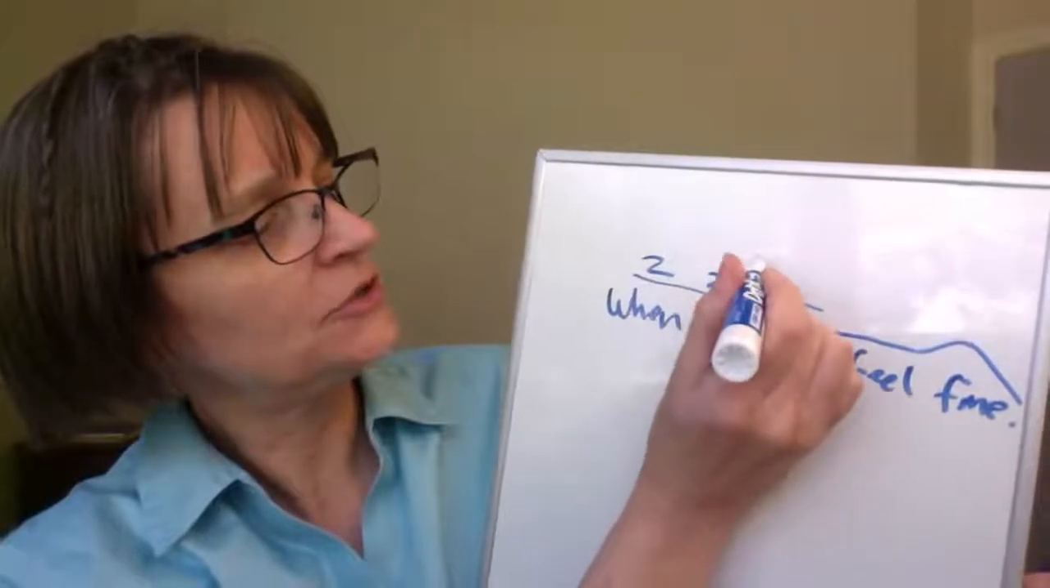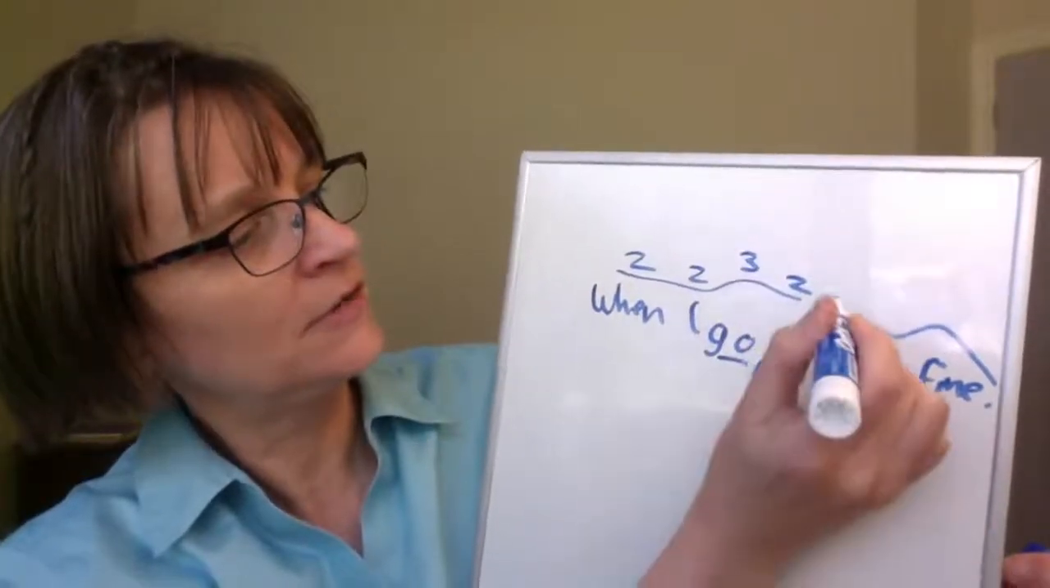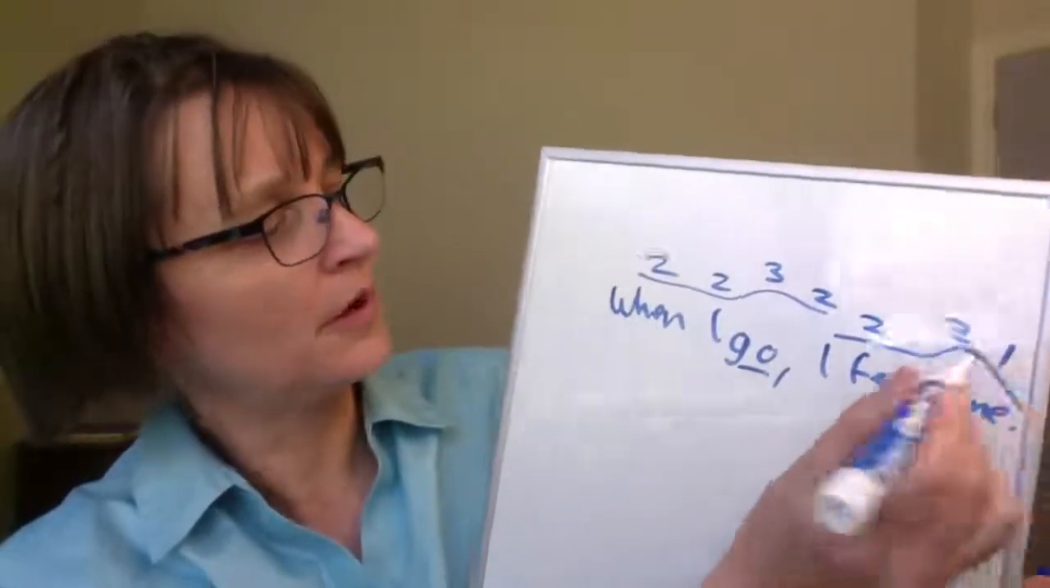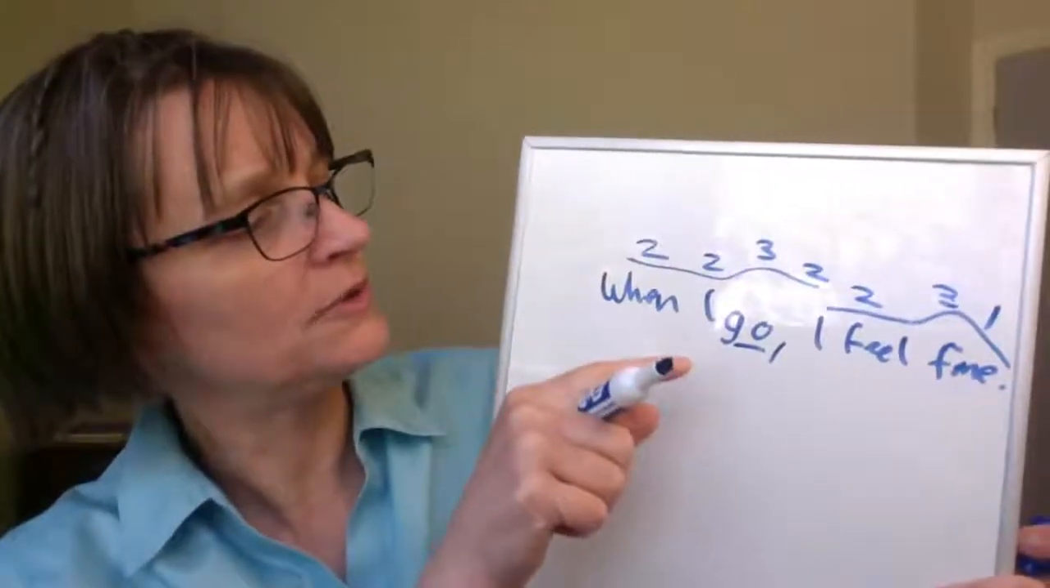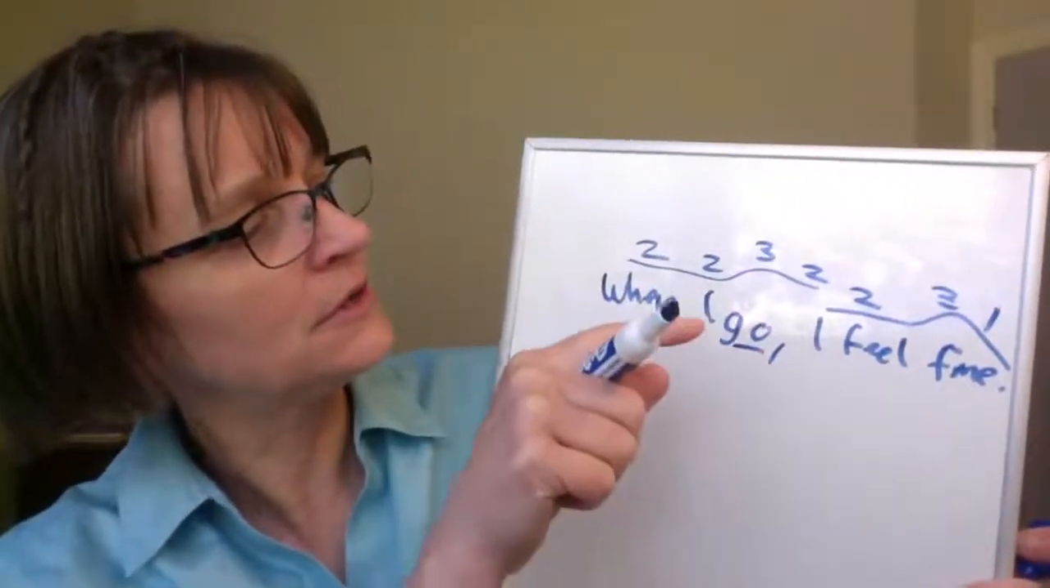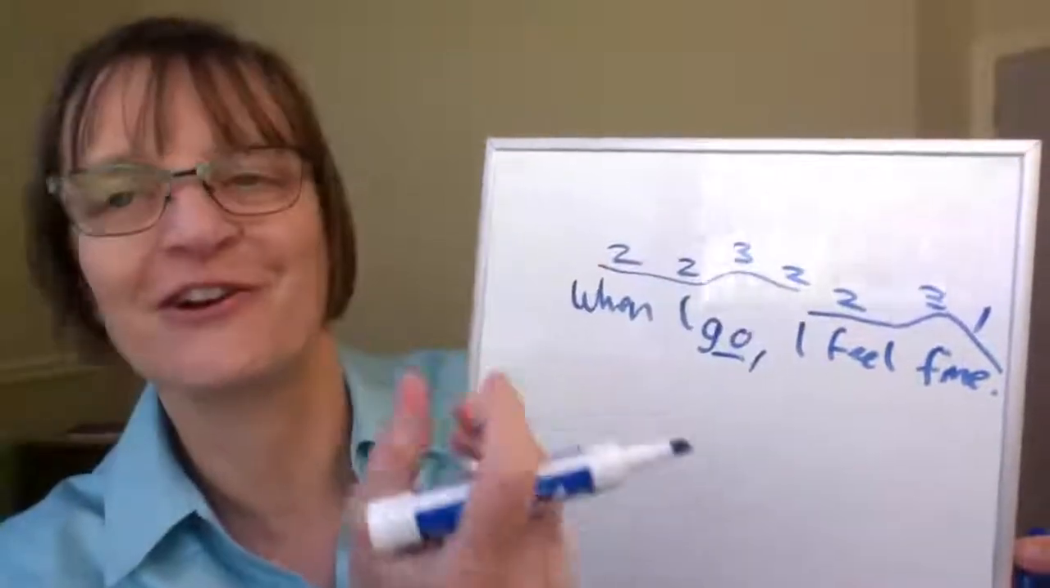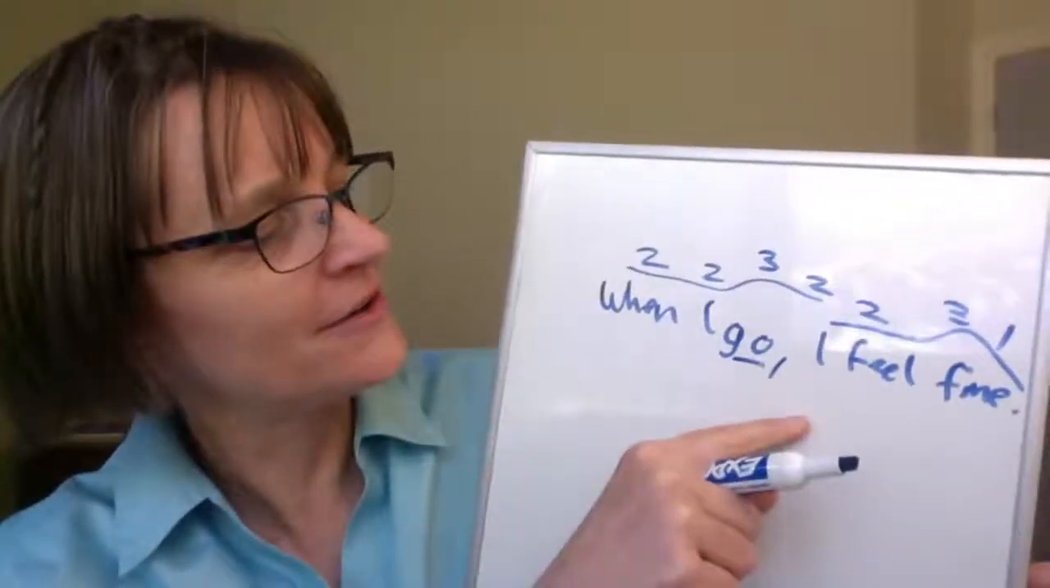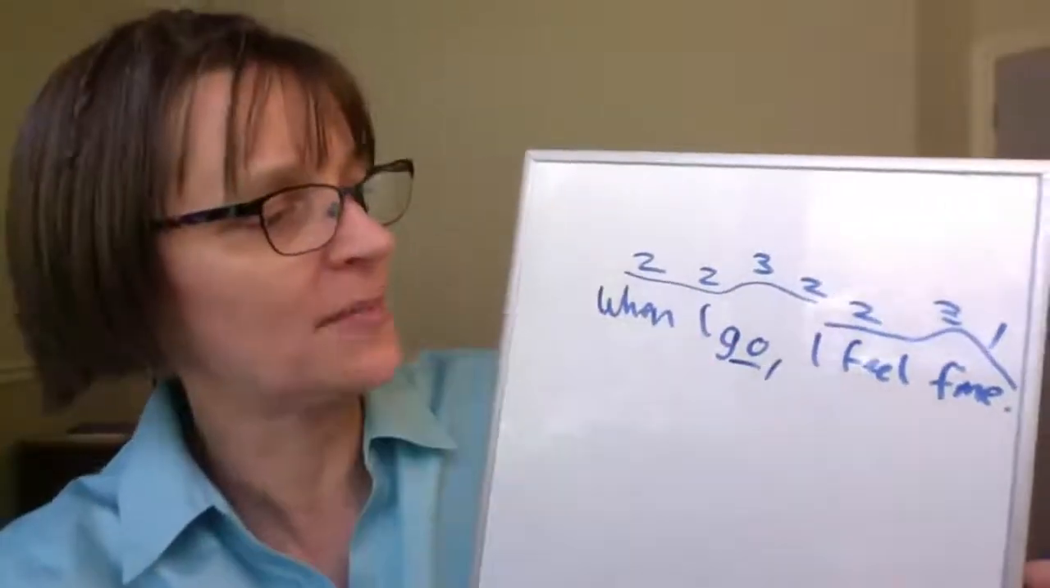I like to call it on numbers. I would say I'm at a 2, 3, 2 versus a 2, 3, 1. It's harder to do on the numbers. When I go, I feel fine. I drop all the way off.